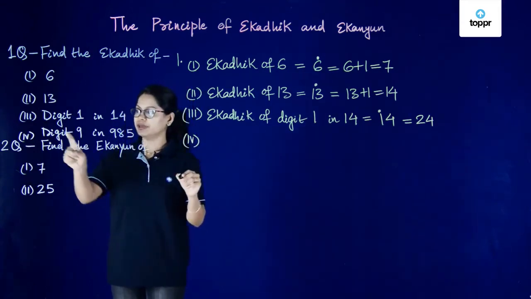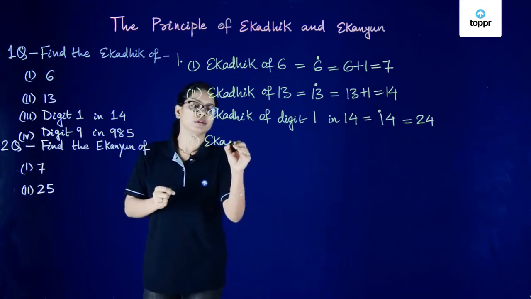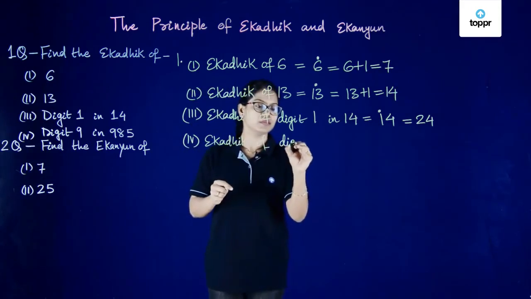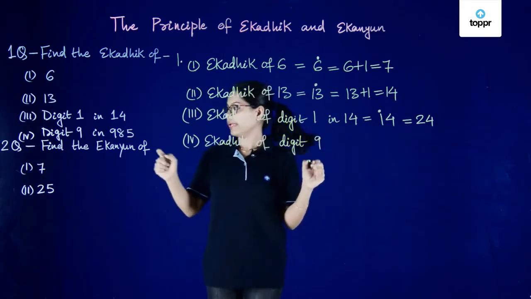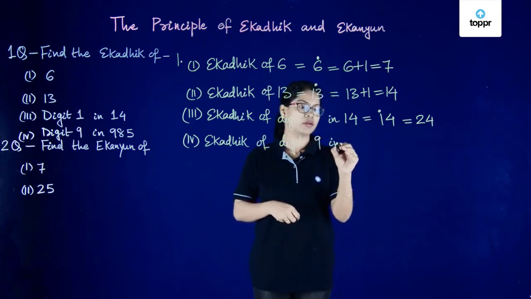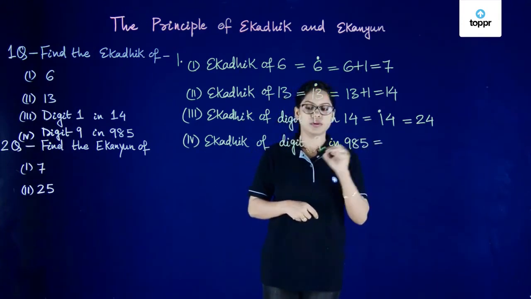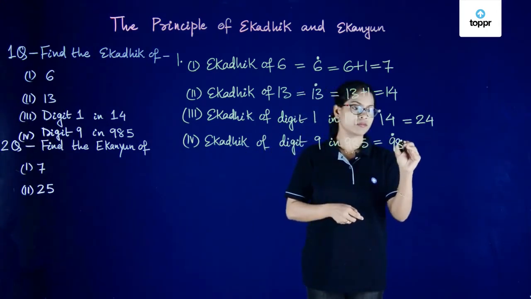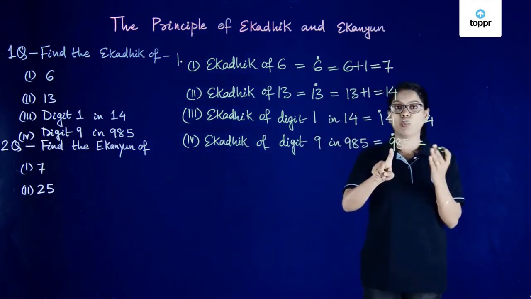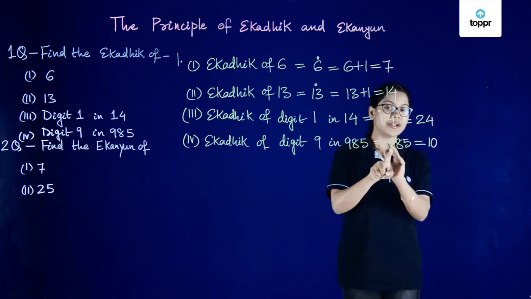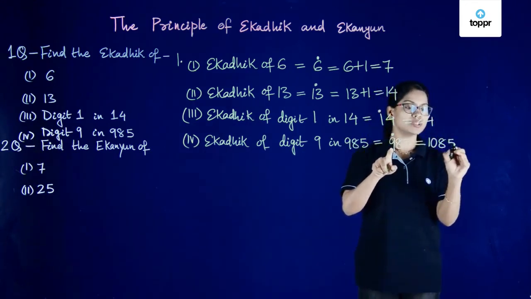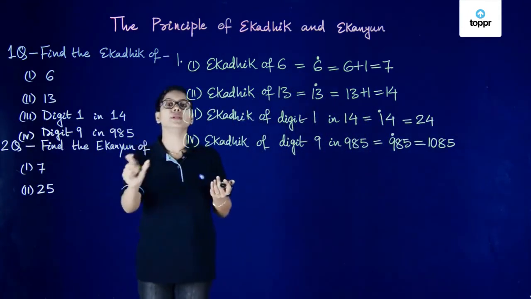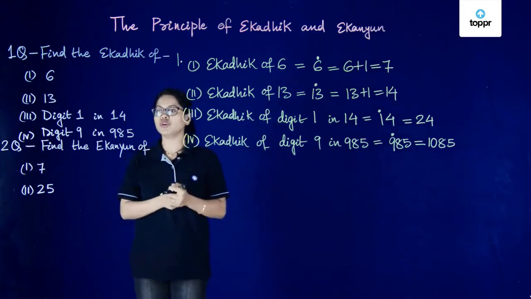Now, we have a fourth bit here where we have to find Ekadhik of digit 9 in the number 985. So, since it's only the digit 9 that we are talking about, we put a dot right over 9 and we now add 1 to 9, 9 plus 1 is 10 and the remaining digits are written as it is. So, it's 1085. So, 1085 is the Ekadhik of digit 9 in the number 985. Now, let's move on to the second question.